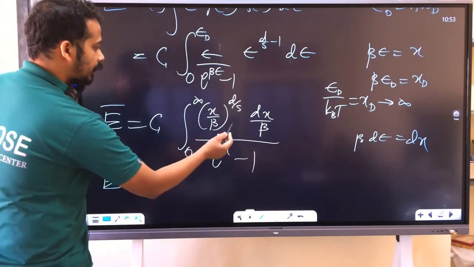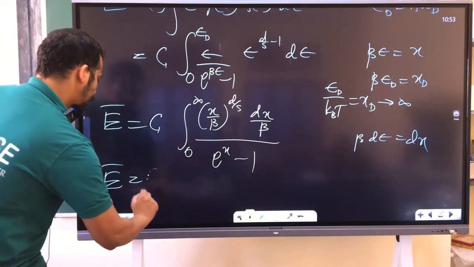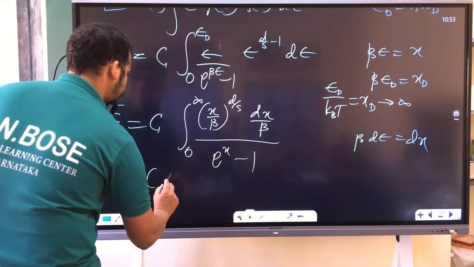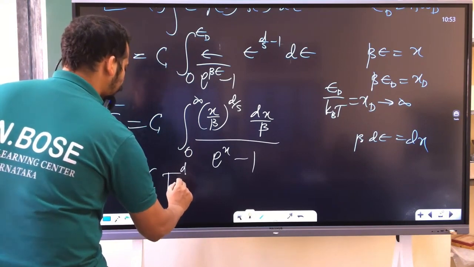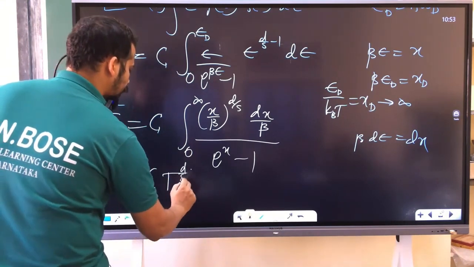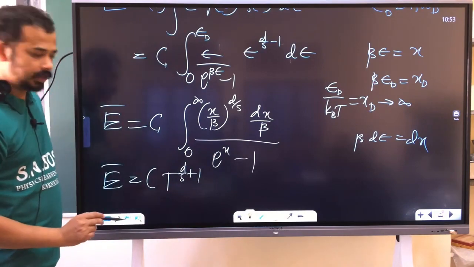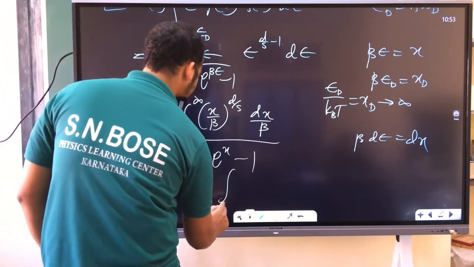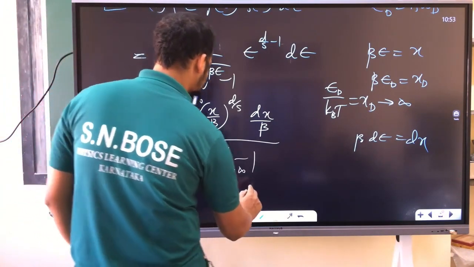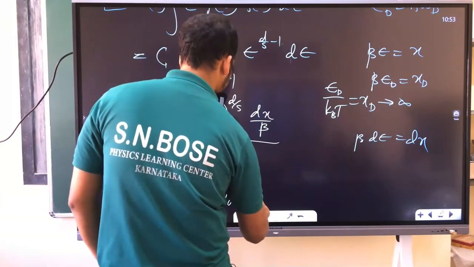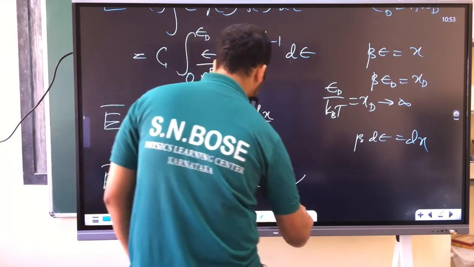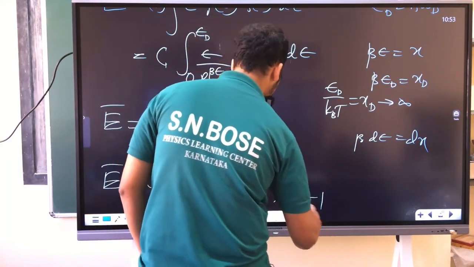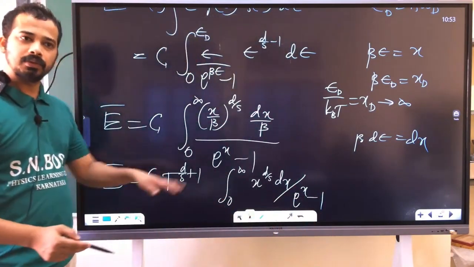Now if you take that beta outside, pick up the constant into T power d by s plus 1. The rest of the terms are 0 to infinity, I think, x power d by s dx whole divided by e power x minus 1. This is one Riemann zeta integral. That's one constant. Am I right?